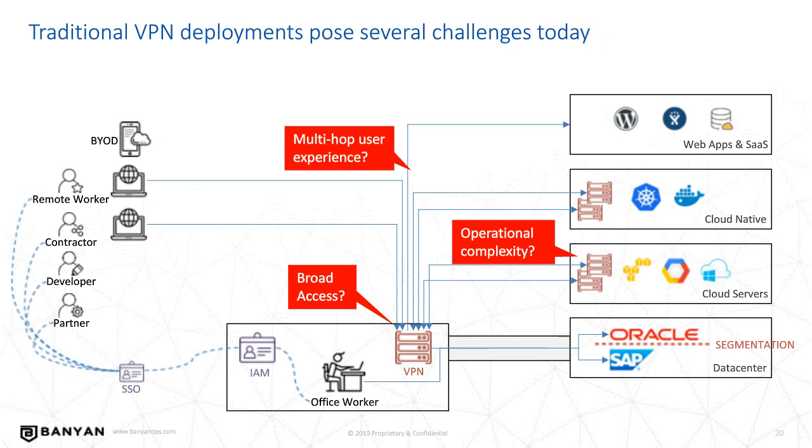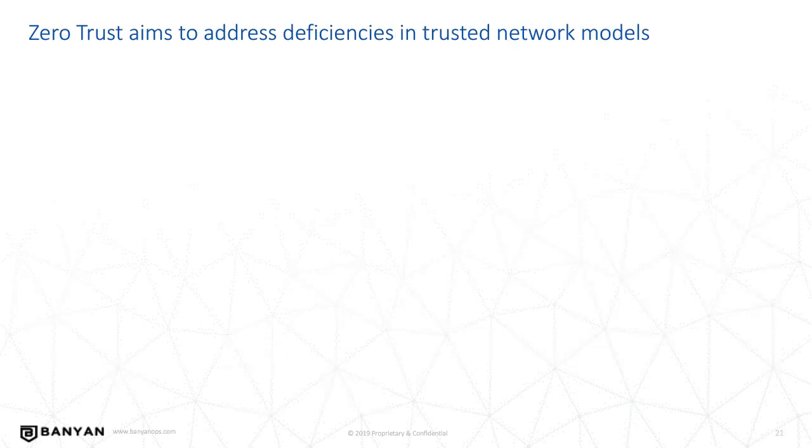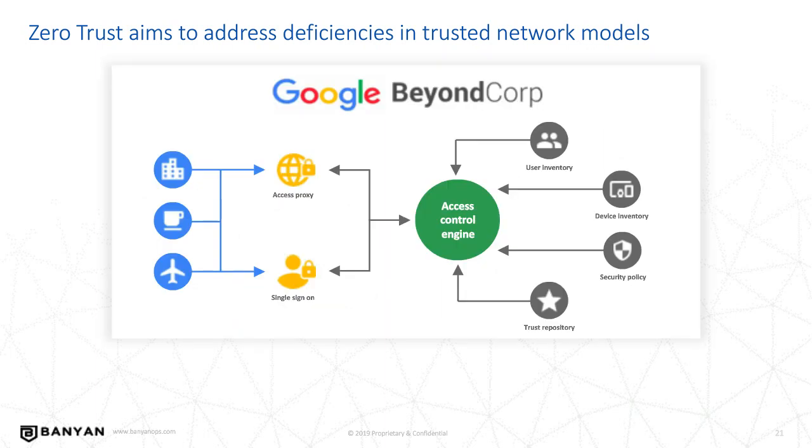So when we at Banyan think about Zero Trust, we think of it as a model to address the deficiencies in the trusted network model. And as Garrett described, Google's BeyondCorp is probably one of the best articulated solutions, where they essentially created an access control engine by aggregating user inventory, device inventory, policies, and all the different applications into a centralized framework. Of course, as Garrett described, it took them 3 years to do this.